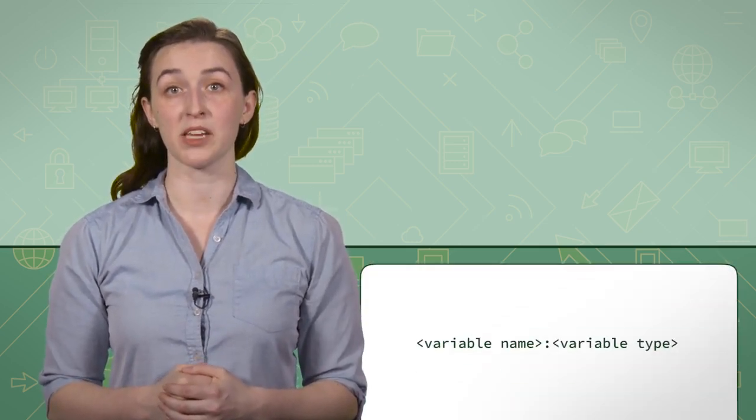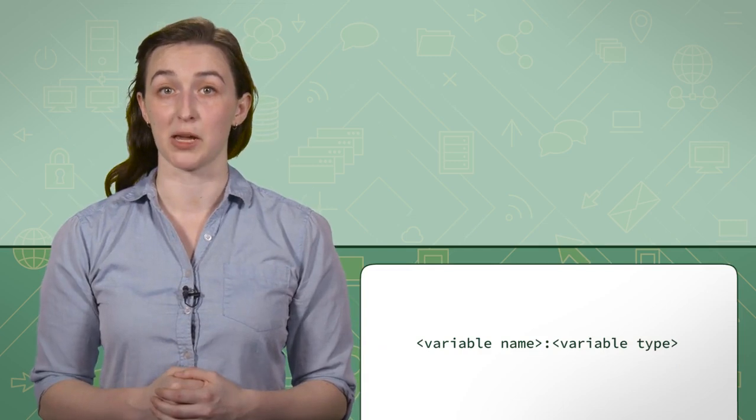Properties, which are equivalent to Java's member variables, are mainly composed of the variable name and variable type.